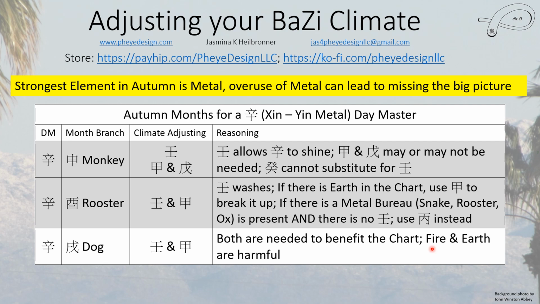But here, fire and earth in the chart are harmful, so hopefully they're on the fairly low side. If they're not, then you're going to have to work a lot harder than anybody else in this. If anybody was born in a different month, that's a little unfortunate, but that's just the way life is sometimes.